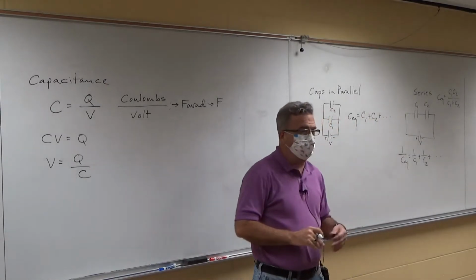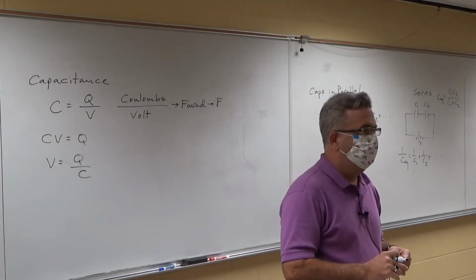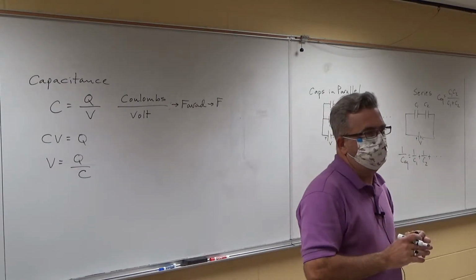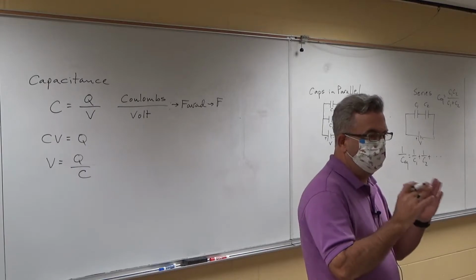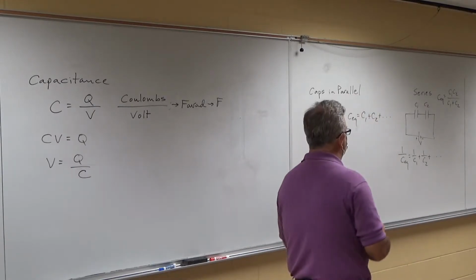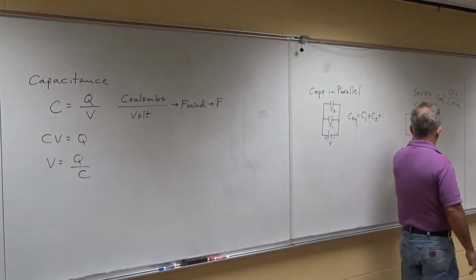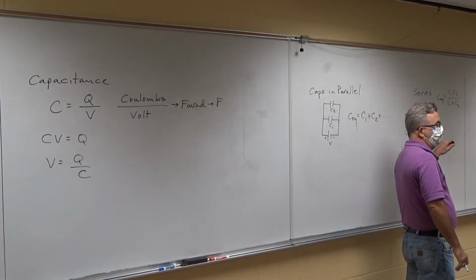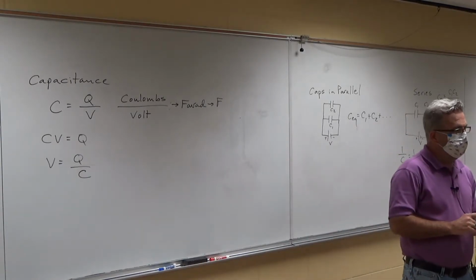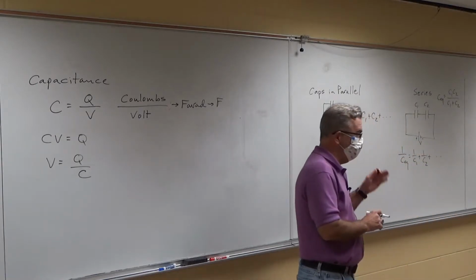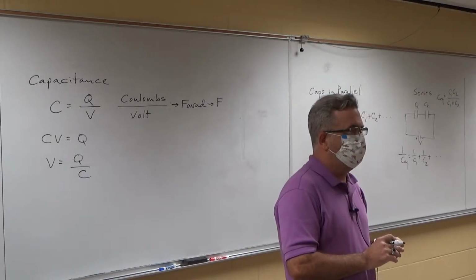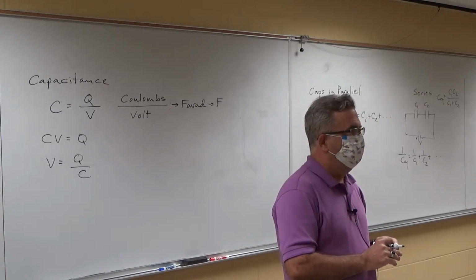Caps in series have equal charge, always. So no matter the size of the caps, if they're in series, they're both going to have the same amount of charge. So the smaller cap has the largest voltage, okay? The larger cap has the smaller voltage. The series equivalent capacitance is always going to be less than the smallest cap. Okay?